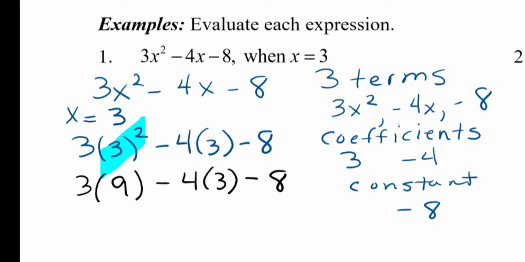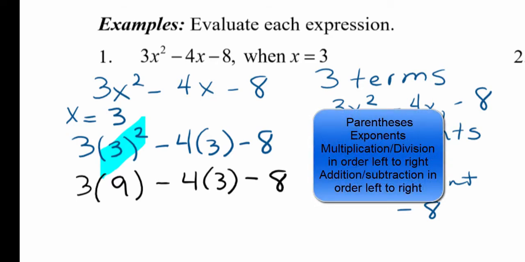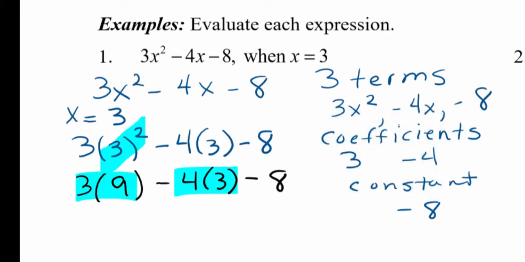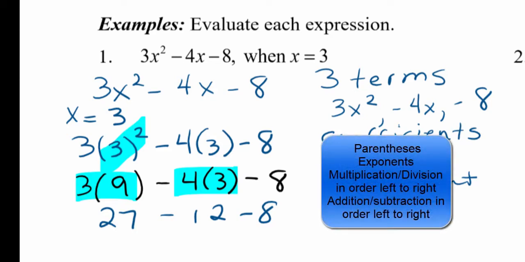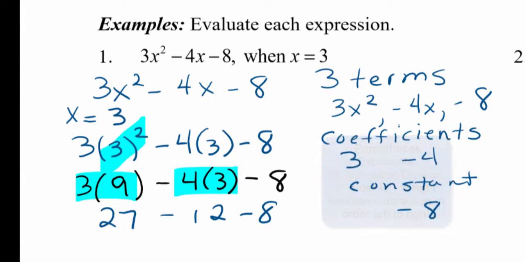And in the order of operations, what's next? Well, that would be multiplication, right? So we're going to multiply the 3 times 9, and we're going to multiply here the 4 times 3. So 3 times 9, we get a 27. And then we have this subtraction sign, and then we have a 12 for 4 times 3, and here's our -8. And now we have 2 subtractions, so we'll subtract from left to right. So 27 minus 12, that's 15. 15 minus 8 is 7.